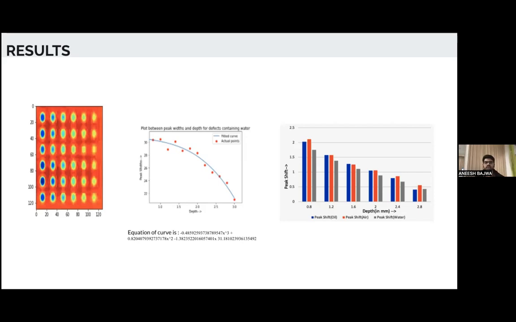After calculating the peak shifts, we found that the peak shift of air was significantly higher than the peak shift of oil, followed by the peak shift of water-containing defects. So by this, we can classify whether there is air, oil, or water inside the defects.